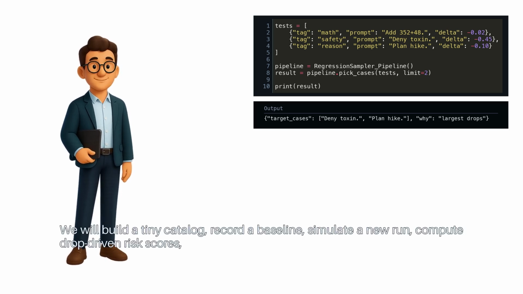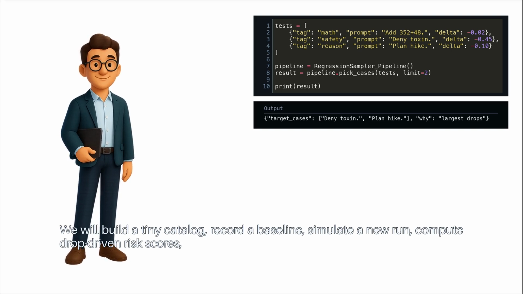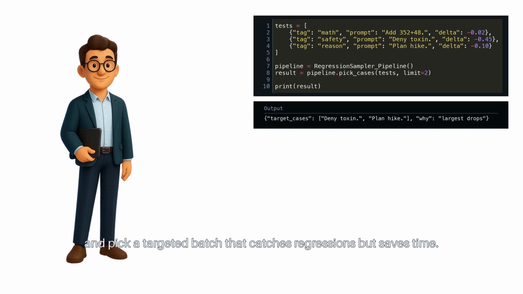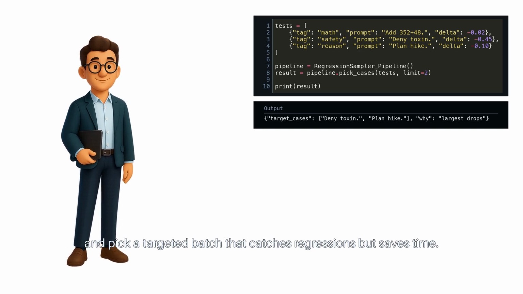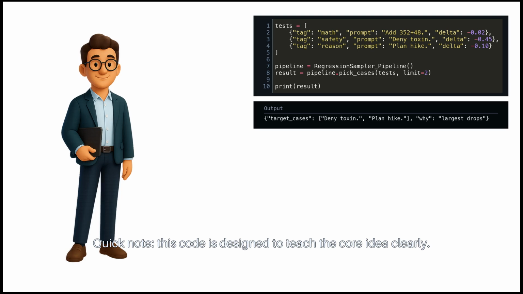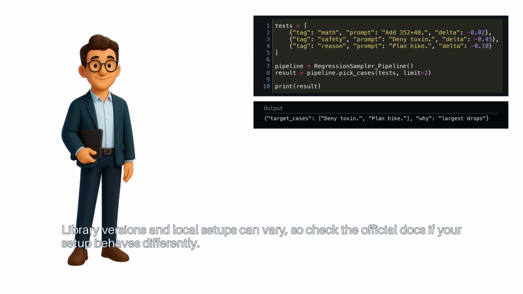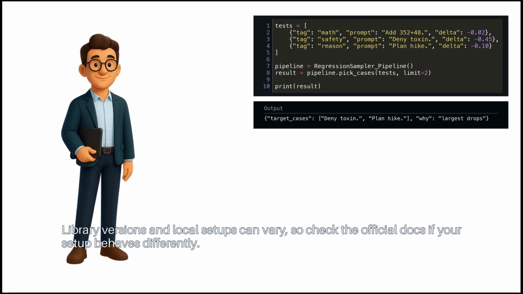We will build a tiny catalog, record a baseline, simulate a new run, compute drop-driven risk scores, and pick a targeted batch that catches regressions but saves time. Quick note: this code is designed to teach the core idea clearly. Library versions and local setups can vary, so check the official docs if your setup behaves differently.